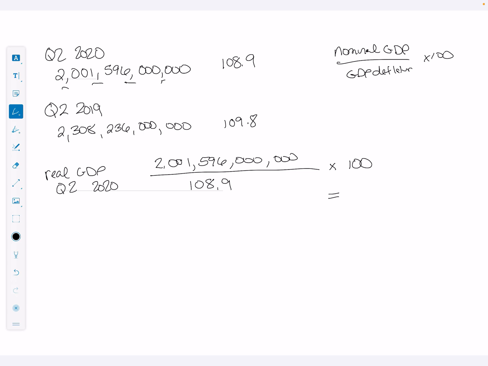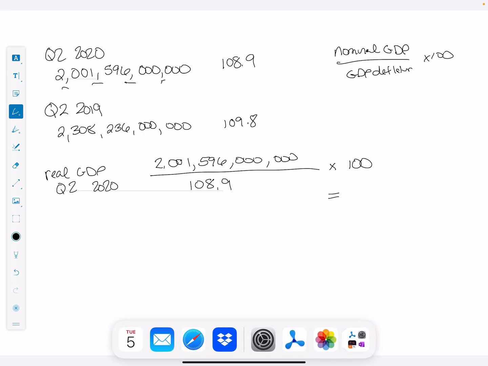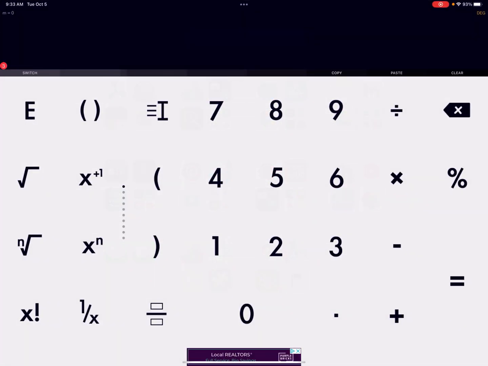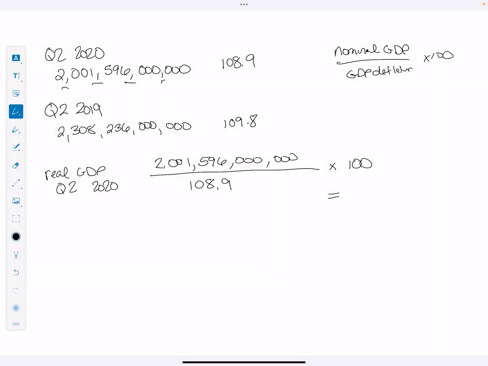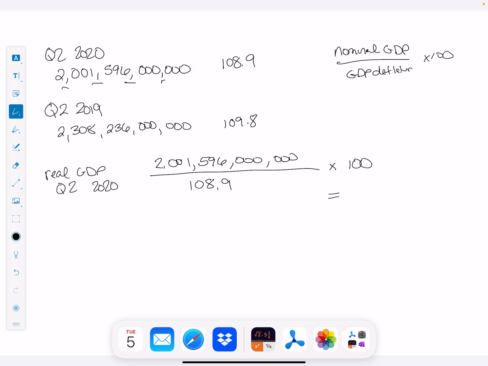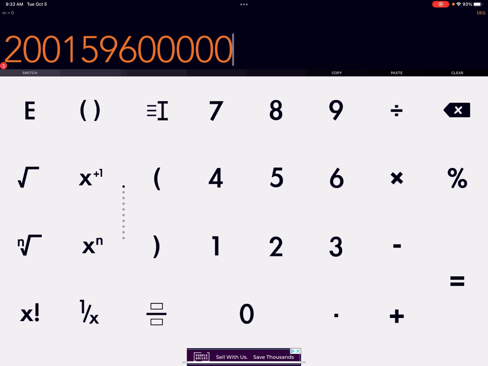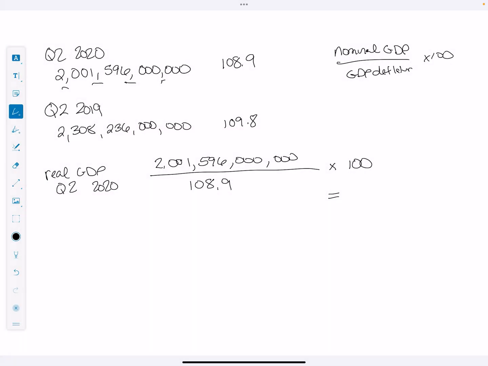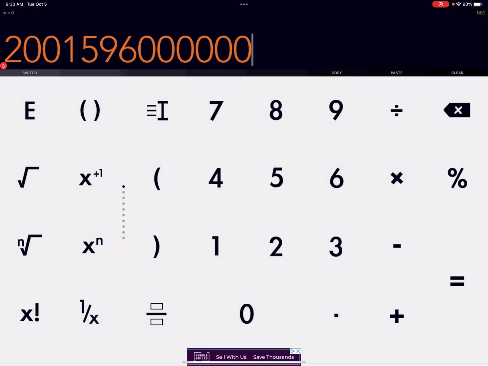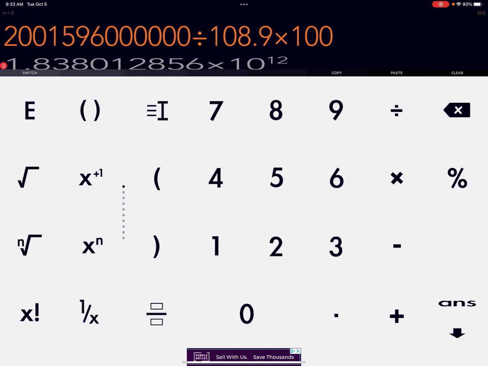So let's do that calculation. And we need to pull up a calculator here. All right, now I have to remember the number. 2001596, then we have our 6 zeros. Make sure they're there. Okay, and then we're going to divide that number by 108.9, and we're going to multiply that times 100.